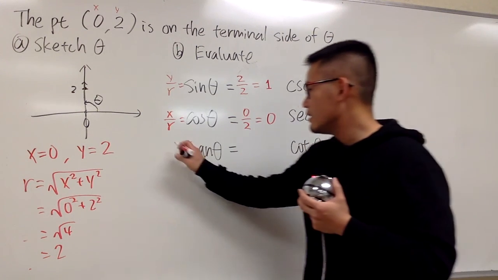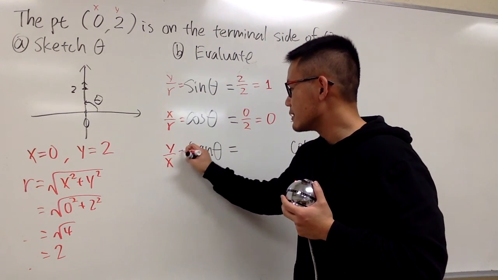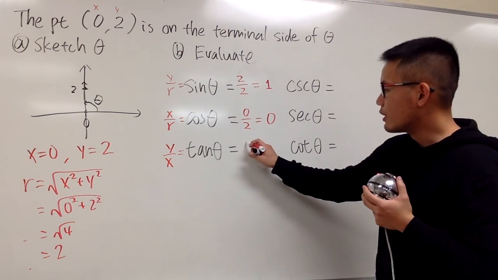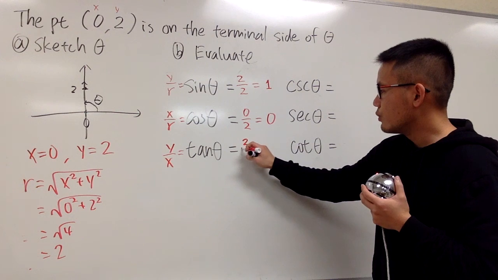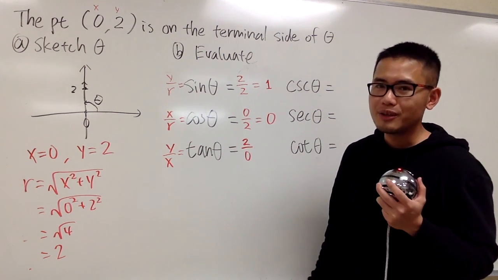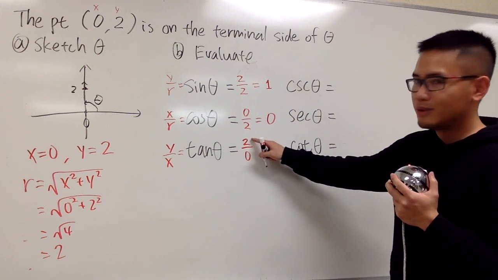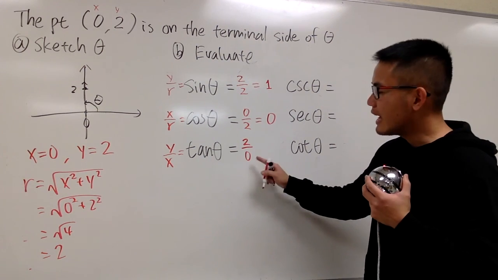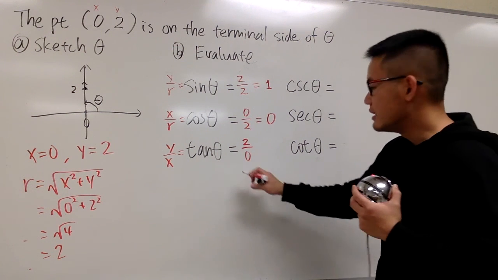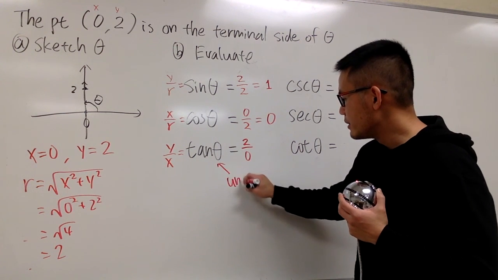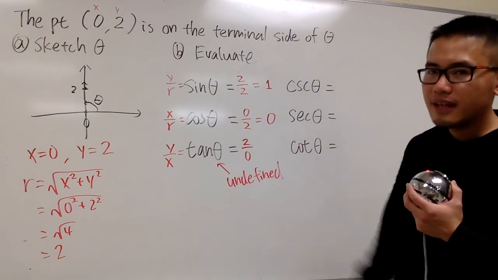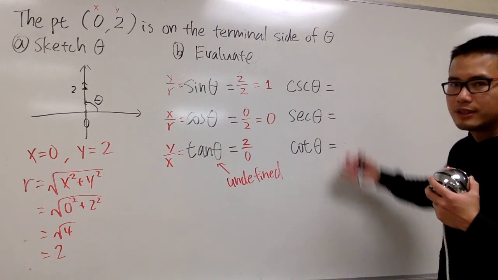Tangent theta is y over x. Y is 2, x is 0. To show your work, I will put this down as 2 over 0, 2 for y, 0 for x. And we have a trouble here. What is 2 over 0? We know we cannot have a 0 in the denominator, so in this case, tangent theta is undefined. So let me put this down. We cannot do tangent theta in this case. It's undefined, the answer.